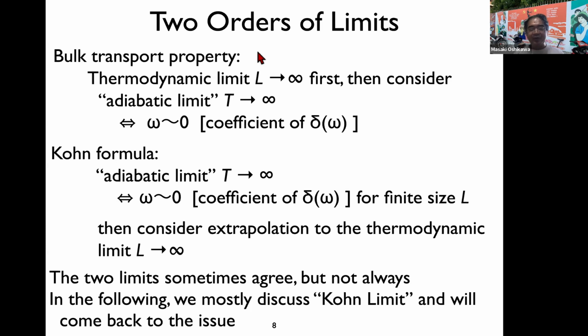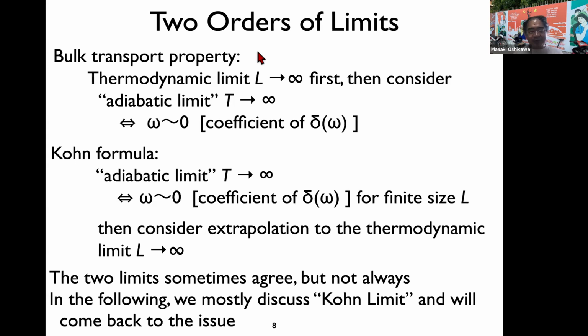So we are usually interested, or at least in condensed matter physics, we are usually interested in the so-called thermodynamic limit, that is, a limit of infinite system size. And in order to discuss the transport property of the bulk, the conduction property of the bulk, we need to, at least in principle, take the thermodynamic limit first, then consider the adiabatic limit, or equivalently look at the omega equals 0 limit.